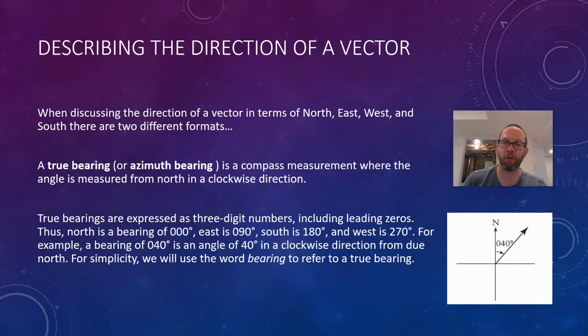True bearings are expressed as 3-digit numbers, including zeros. So north is 000, east is 090, south is 180, west is 270, and I've drawn 040. That's 40 degrees clockwise from north. When you see the word bearing, when you're doing some work, it just means true bearing. So if you're given a direction in that way, a bearing of, it's measured from north, clockwise.